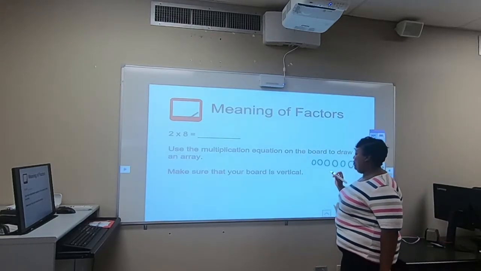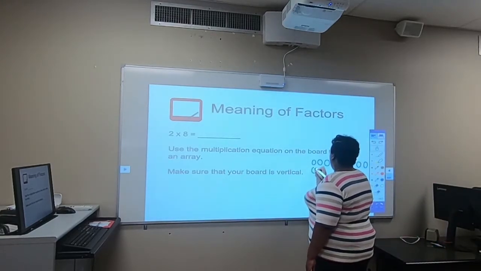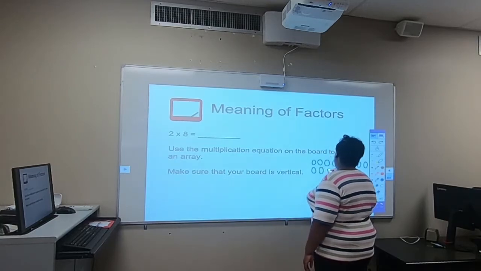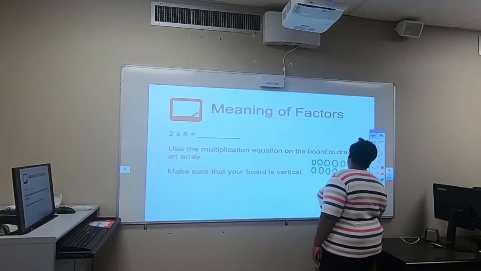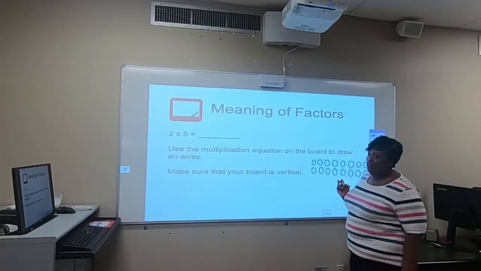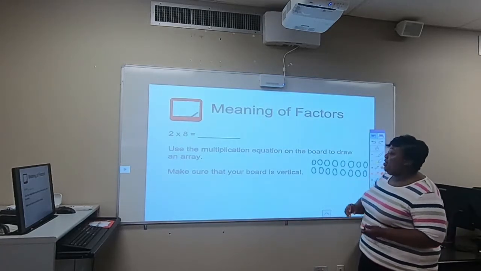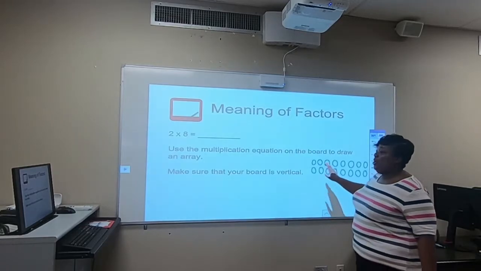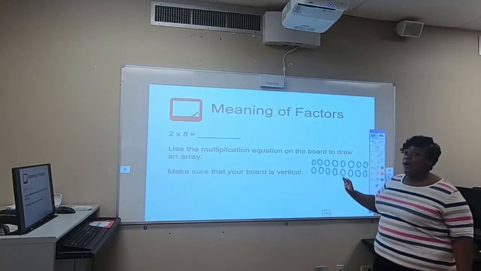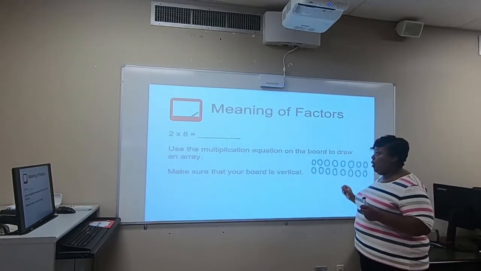Let's make another one. 1, 2, 3, 4, 5, 6, 7, 8. Very good, you guys. So this multiplication sentence is also this array. We have 2 rows and there are 8 on each row.